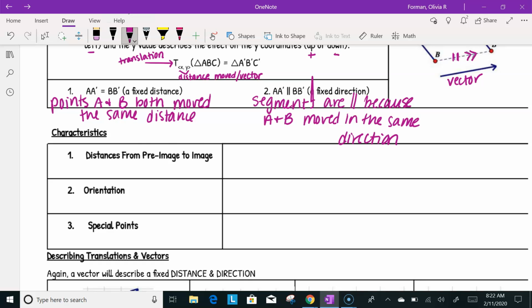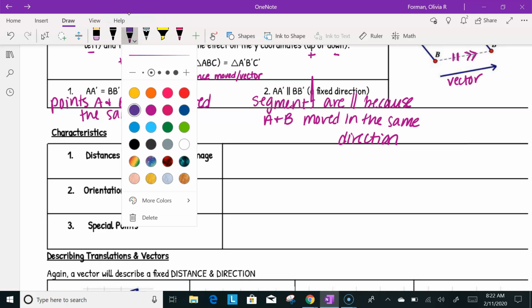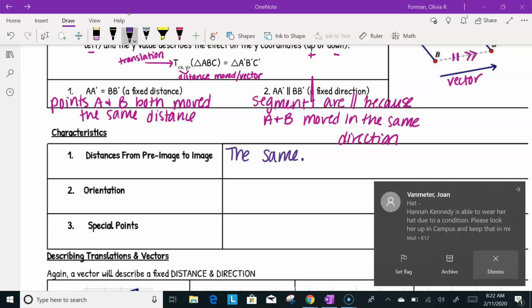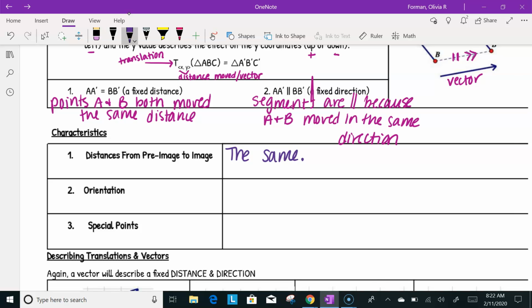Okay, some characteristics. Again, I said we're going to fill in this chart for every transformation we cover. So the distances, remember this is talking about the distance the points move. So every point is going to move the same distance. Instead of being different, like with reflections, where depending on how close it was to the line of reflection decided how far it moved. With the translation, you don't have that. Every single point is going to move the same distance. So every pre-image point moves the same distance.